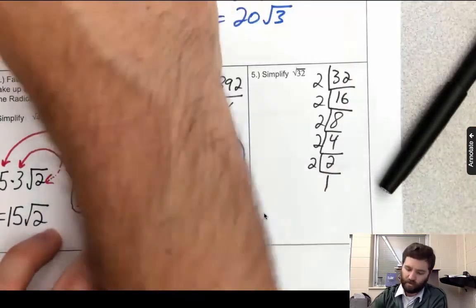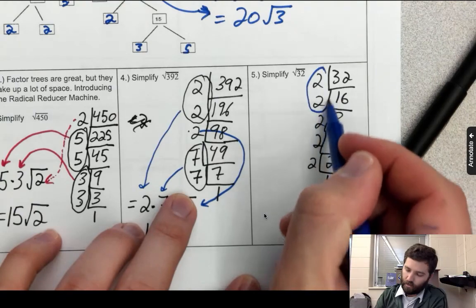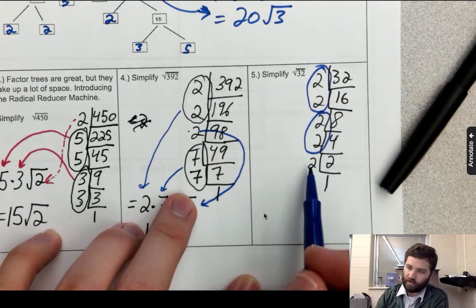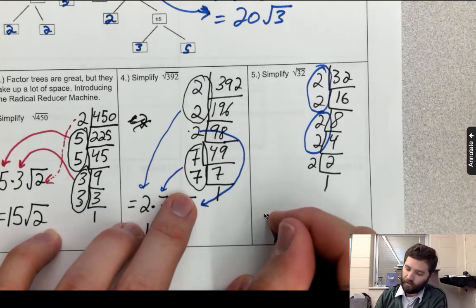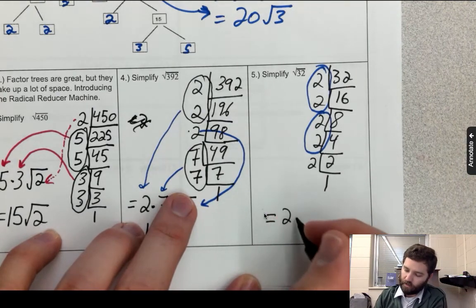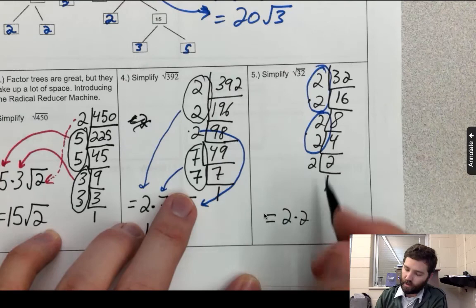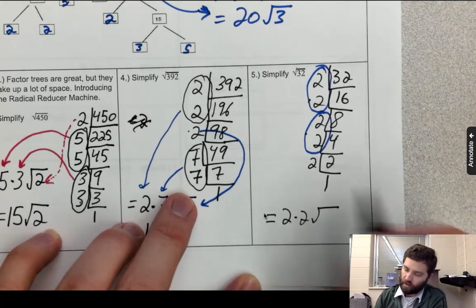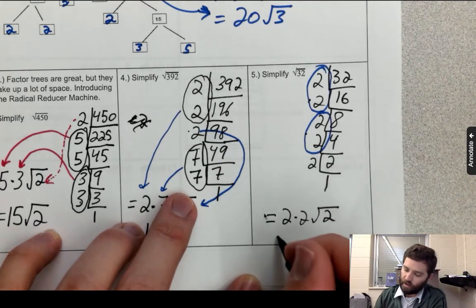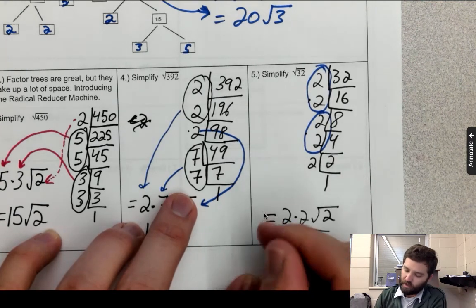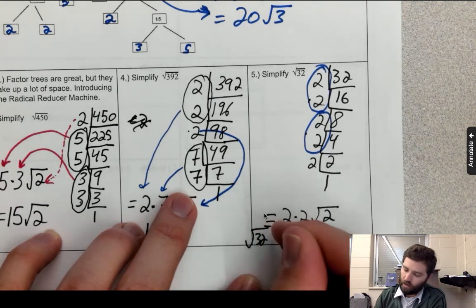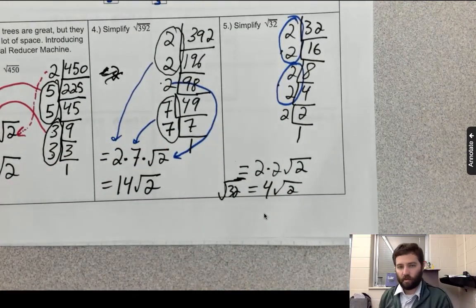Circle your pairs of numbers. Pair of 2s, pair of 2s, with one 2 left over. So out in front then, I will have 2 times 2, from here and here, and then the square root of whatever's left over, which is just 2 underneath. That'll end up being 4 square root of 2. So that's what the square root of 32 is equal to, 4 square root of 2. All right? And that is how you simplify radicals, and that's all we will be working on the worksheet today, is simplifying radicals or simplifying square roots.